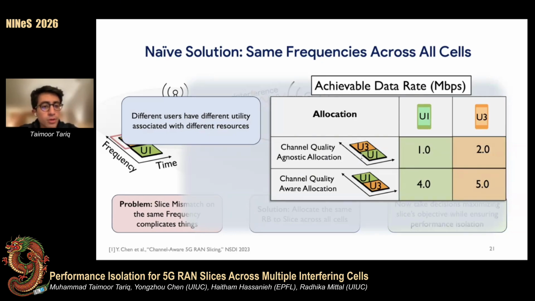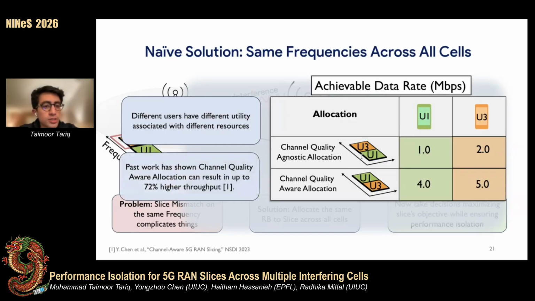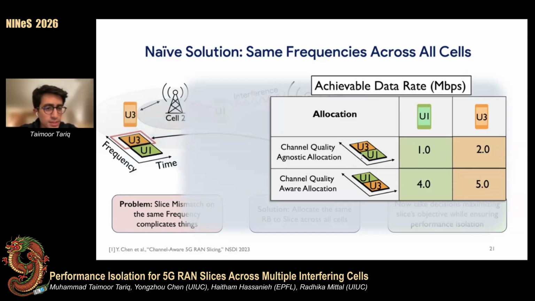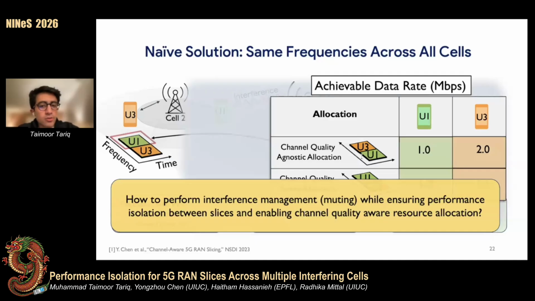Which channel is best for which user? Past work has shown that channel quality aware allocation can result in up to 72% higher throughput. So this means that this naive approach of just chaining the same frequency to the same slice across all the cells can lead to extreme underutilization of the frequency spectrum. So we cannot do this. This brings us back to our original problem: how do we perform interference management while ensuring performance isolation between slices and enabling channel quality aware resource allocation?